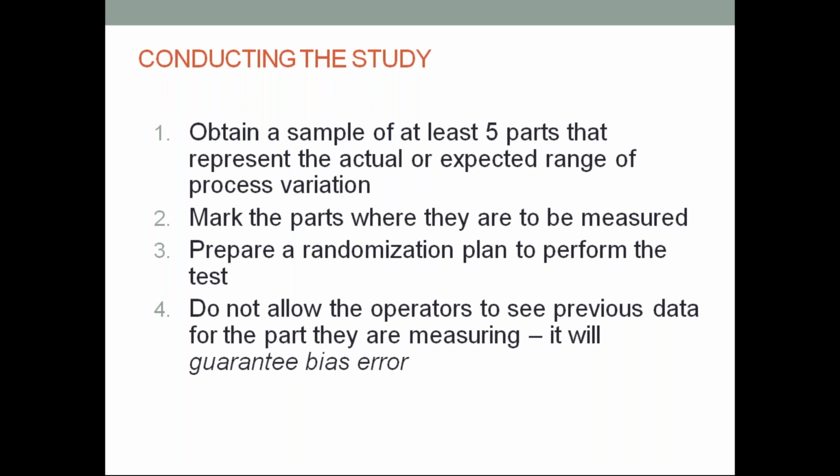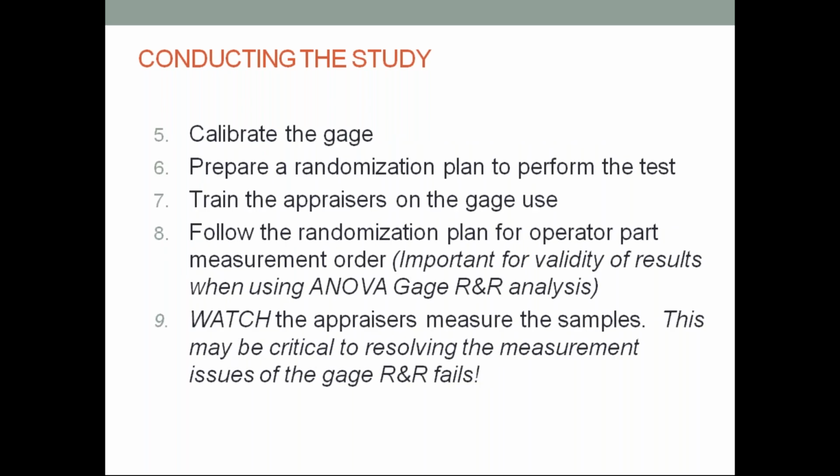However, if I have a blank sheet in front of me each time, I'm going to write down whatever I get. And that's what's going to happen in real life. That is why you don't want to have that bias influence, so you give them a blank sheet every time. You calibrate the gauge, of course. We want to get any of that variation out of the way. You have the randomization plan. Train the operators on how to use the gauge.